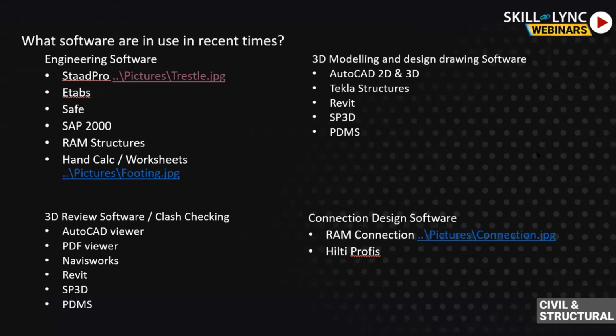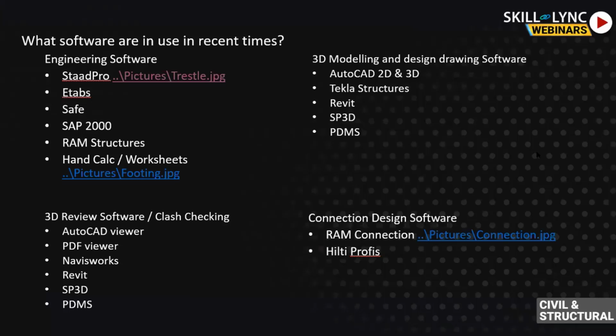Yeah, the other engineering software that comes to mind is ETABS. ETABS is a great software which is highly used for high-rise buildings and commercial buildings. It's great for analysis, and I myself have used ETABS in multiple locations. SAFE is another software which is predominantly used for flat slab and foundation designs. Excellent software for analysis.